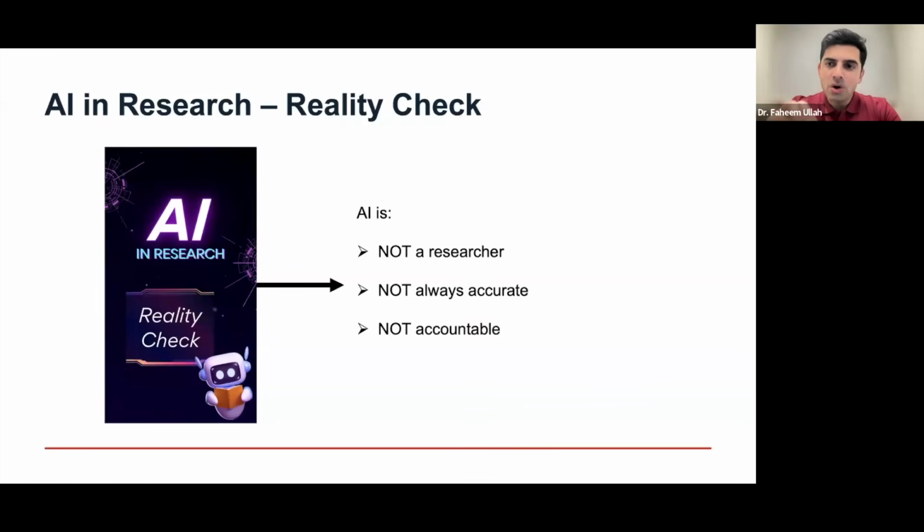So if something goes wrong, it would be you as a researcher who needs to take the responsibility, not that you can say, okay, for example, this was the output I got from an AI tool.